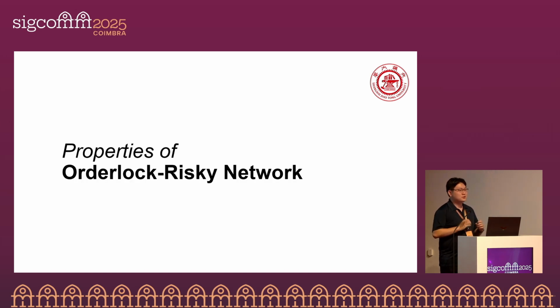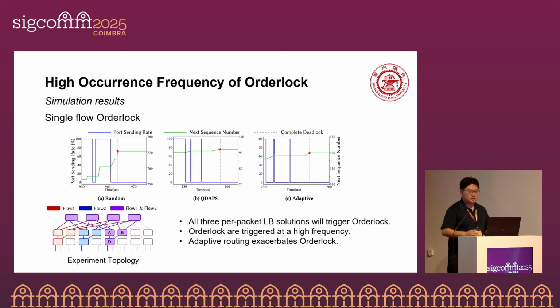So, how serious is this deadlock? If order lock were rare, just like PFC deadlocks, perhaps we could just detect and recover from it. To find out, we simulated several popular packet spraying schemes on a fat-tree topology. We found that per-packet spraying solutions trigger order lock, and they do so at an extremely high frequency. With a 64-packet reordering buffer, order lock can even occur within the first 100 packets. In the example figure, 3 order locks occur within a single millisecond.